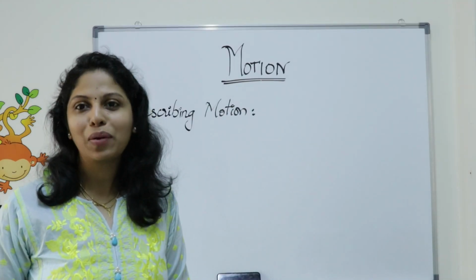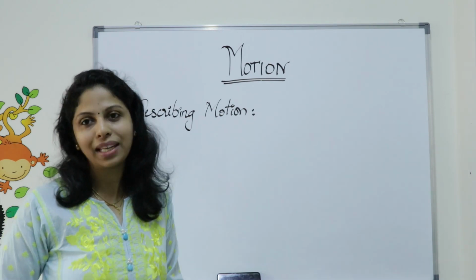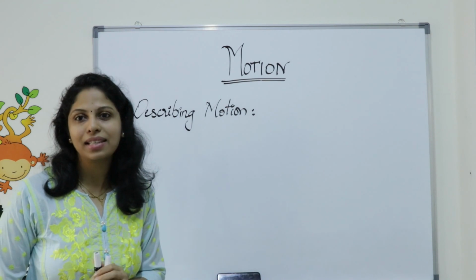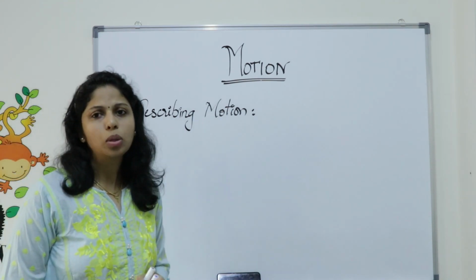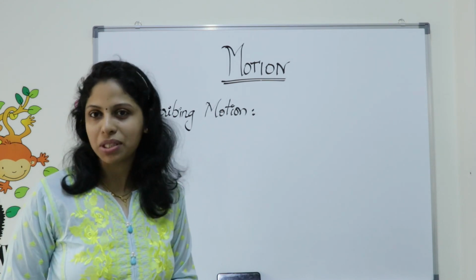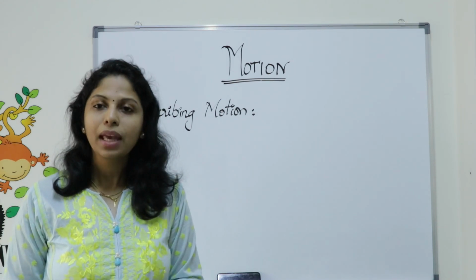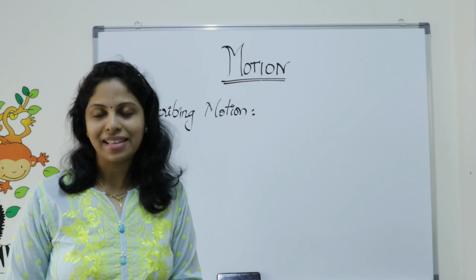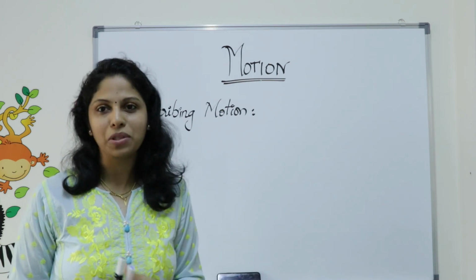Hi, today we are going to see class 9 physics first chapter, that is motion, and the first subtopic under this chapter is describing motion. So let us define what is a motion. Motion is nothing but a movement. And when do we say there is a movement in an object? Yes, when an object moves from one position to a different position.